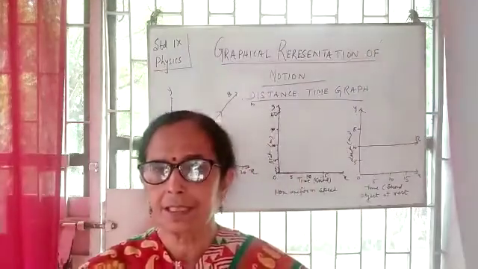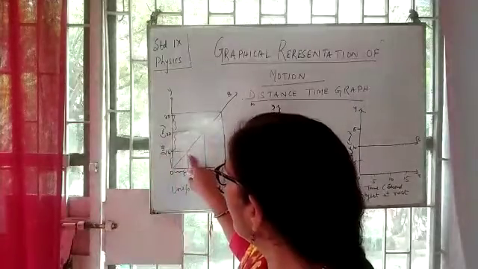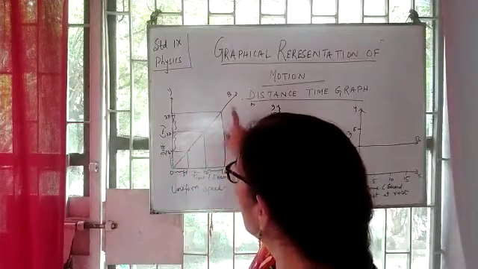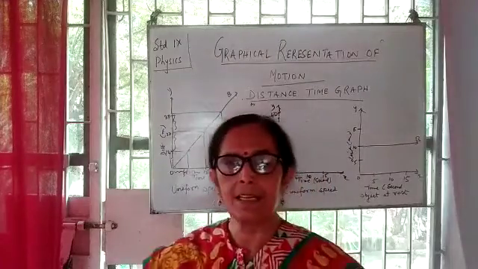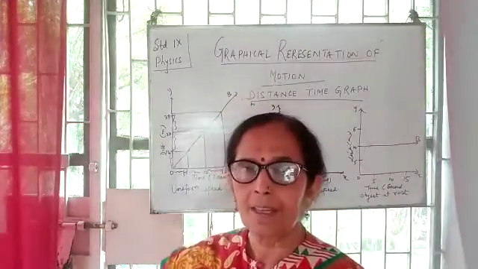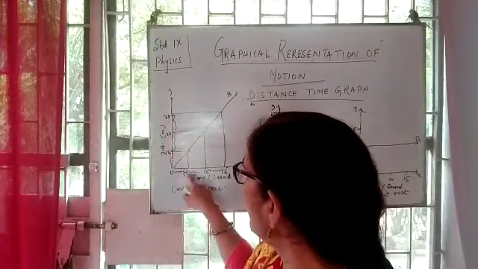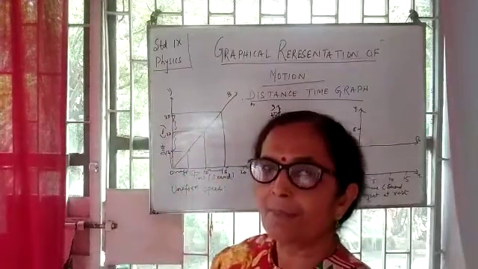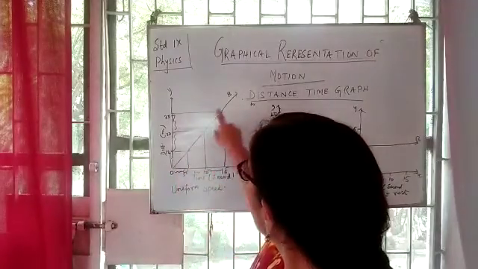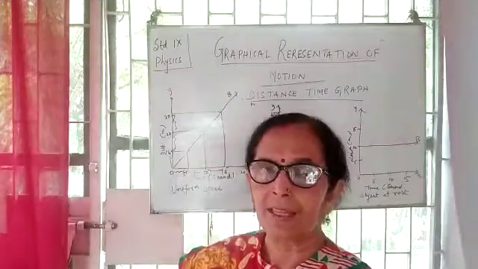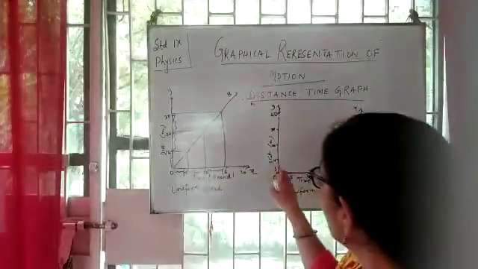It means this graph is representing that object is covering equal distance in equal interval of time, so it is representing uniform speed. Here the distance travelled by the moving object is directly proportional to time. And now see, the slope of the graph OB here is a straight line. And what about the second case?